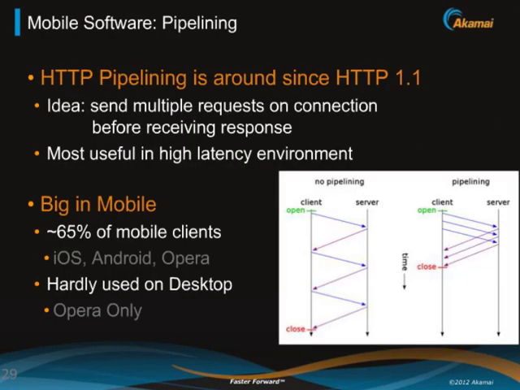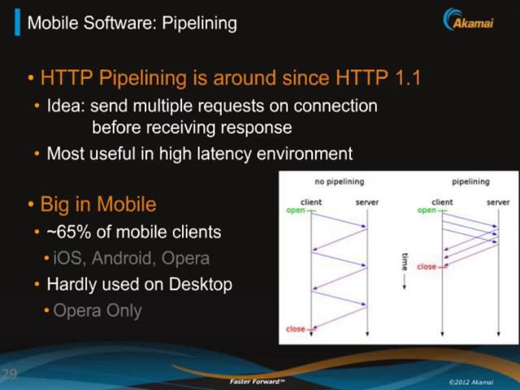The second attribute I want to highlight around mobile software is pipelining. HTTP pipelining is a pretty old notion. It's been around since HTTP 1.1 was created, I believe. And the idea is pretty simple. It says send multiple requests on a single connection before receiving a response. So in a regular scenario, as you can see in the illustration on the left, the browser on a given connection would send a request, wait for the response, send a request again, wait for the response.